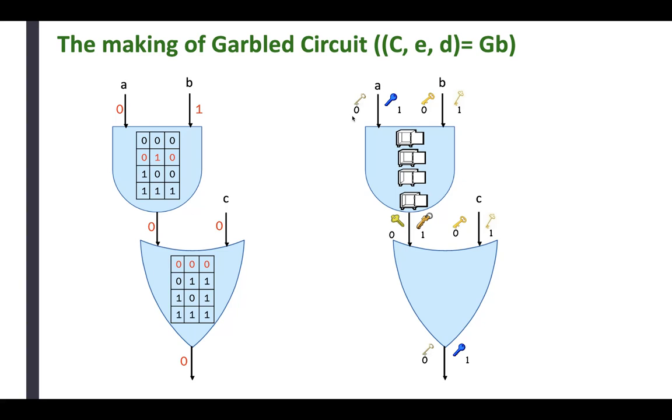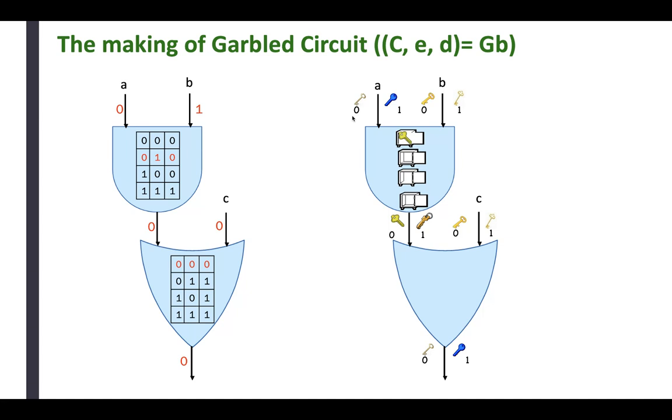So these 4 values we're going to hide inside these boxes. If you look carefully, what we should do is that if we open the first box, then we should actually get 0, according to the truth table. So we are going to hide the left key of the output wire of that gate. We're going to take a copy of that key and place it inside the first box.